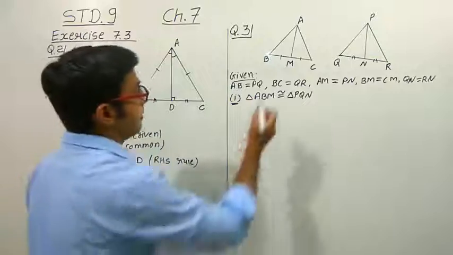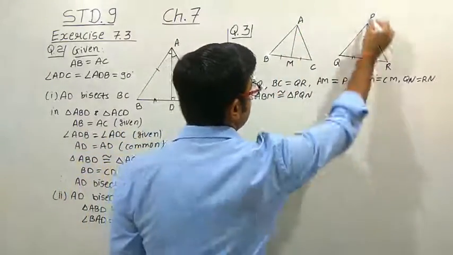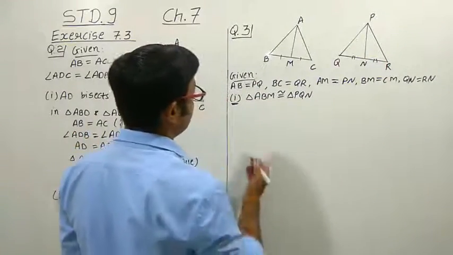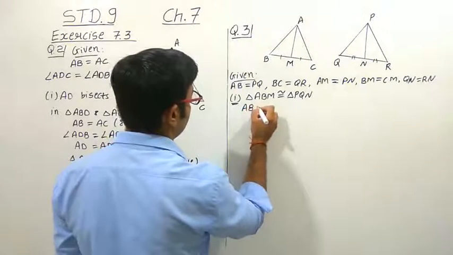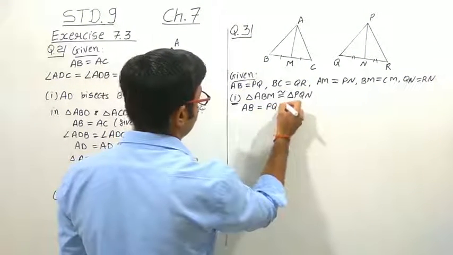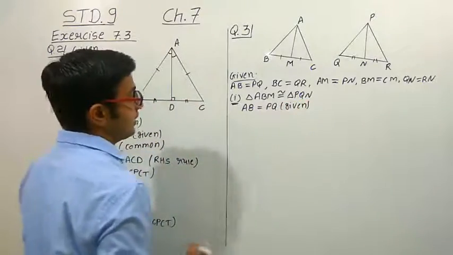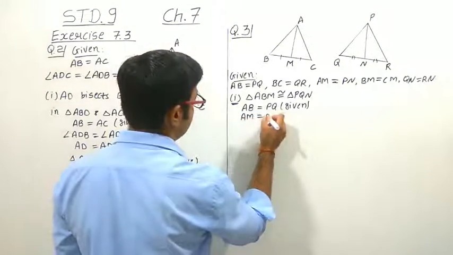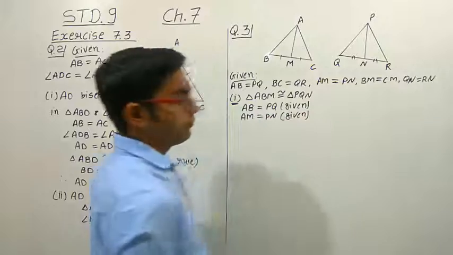Right? ABM means this triangle ABM, and PQN means this triangle. See, two conditions are already given. One is that AB is equal to PQ. Second condition is AM is equal to PN. This is also already given.